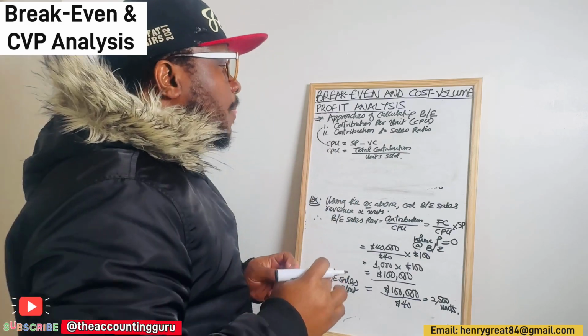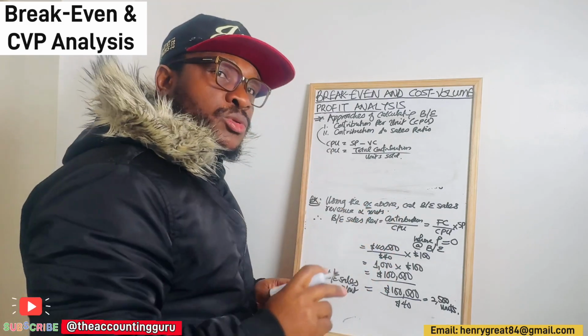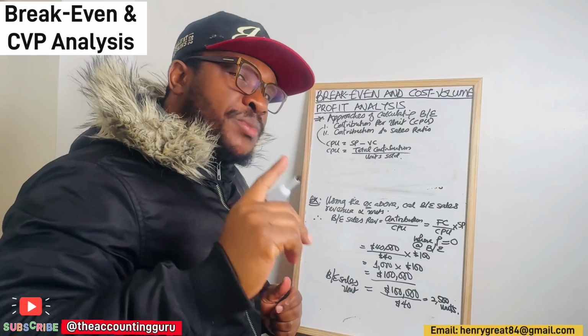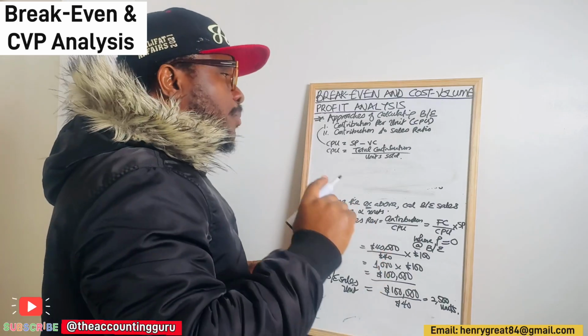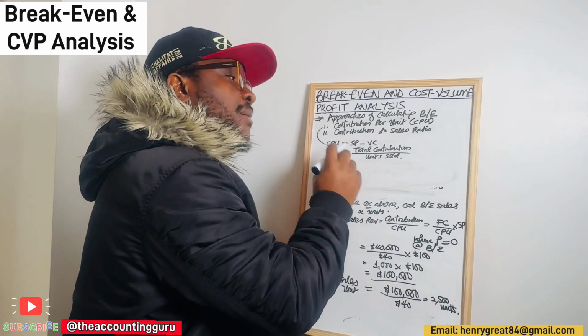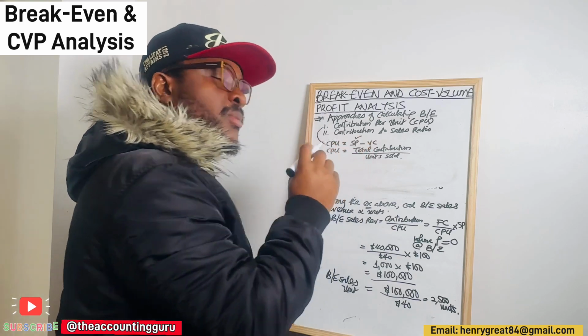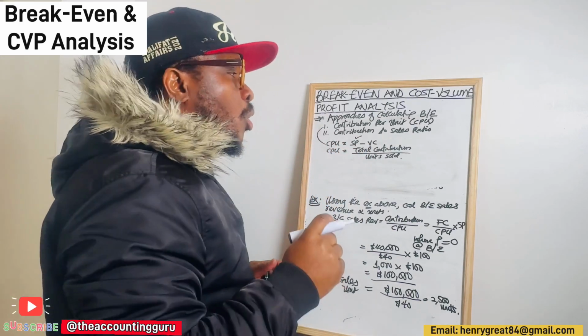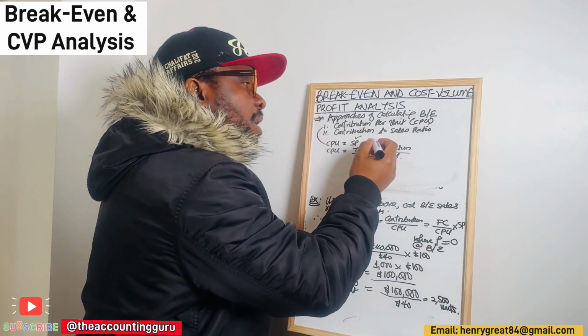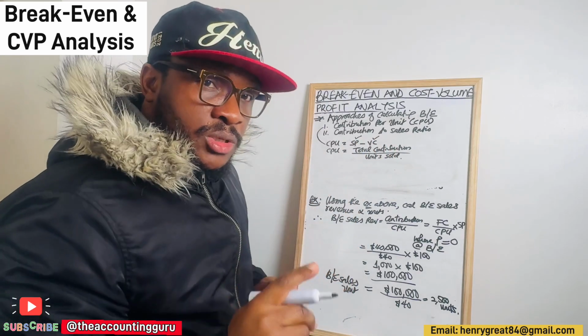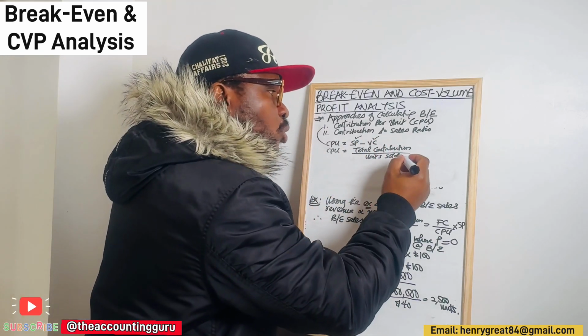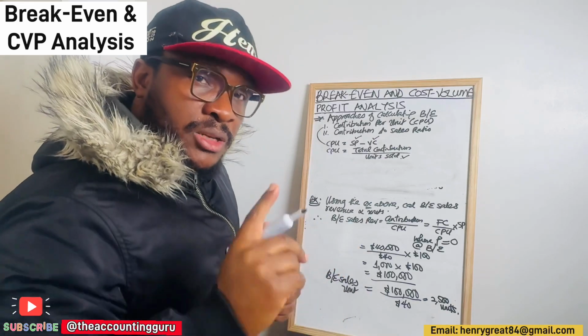All right. Now, when will you use the CPU approach? Please listen. The CPU approach will be used when selling price per unit is given in the question, or when variable cost per unit is given in the question, or when units sold is given in the question.